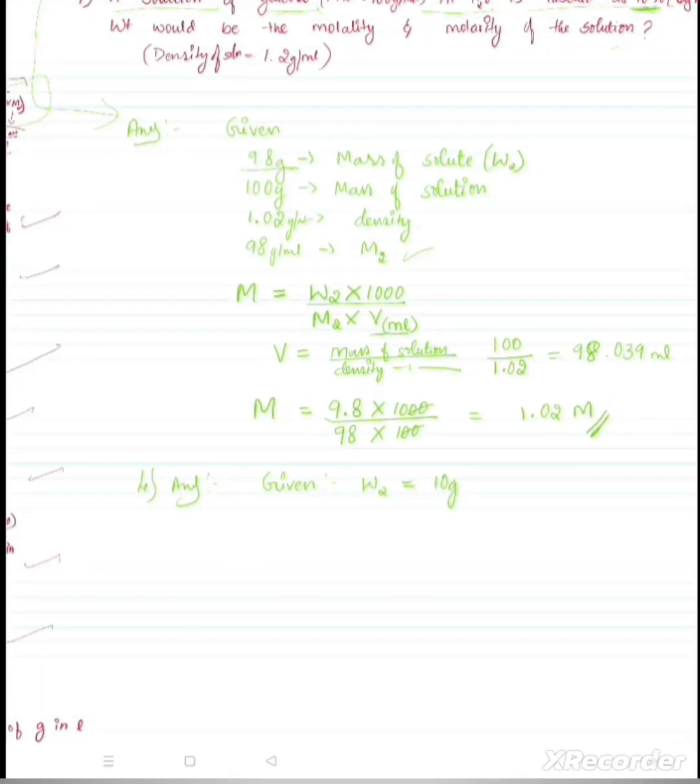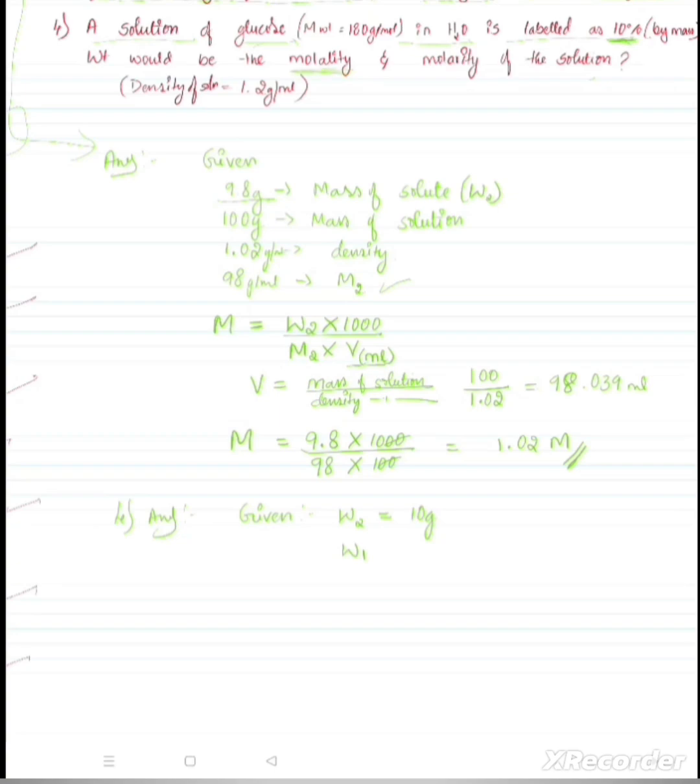After W2, what do you need? To calculate molality I want W1. W1 value is 90, because 10% means 10 is the mass of solute, and the remaining is the mass of solvent. So you get 90 gram. Total is 100 gram. Then the molar mass, M2, they gave as 180 gram. Then they gave the density of the solution as 1.2.